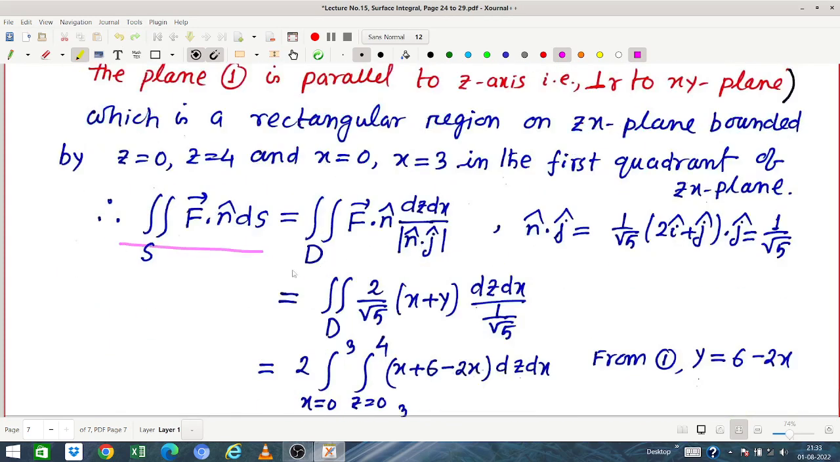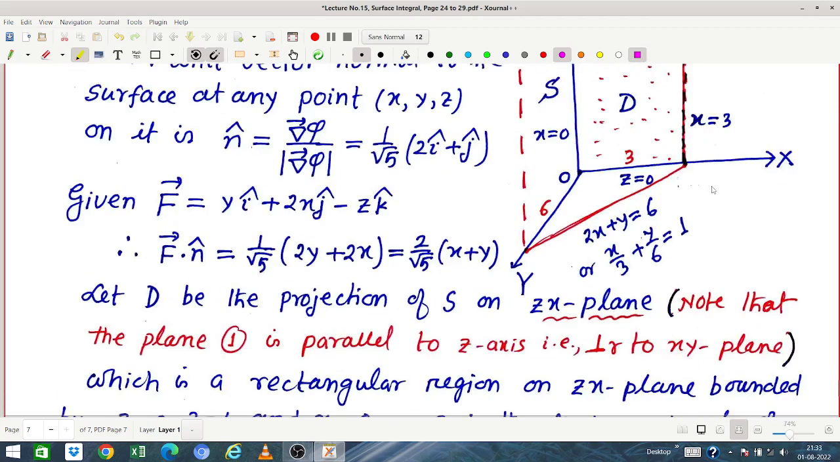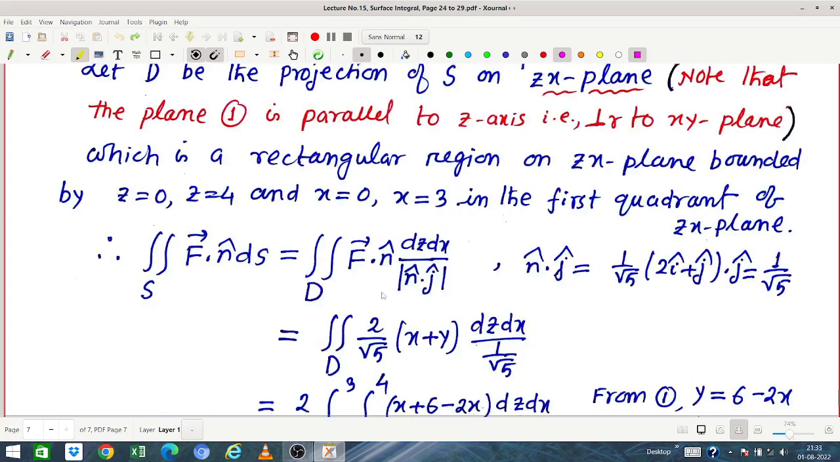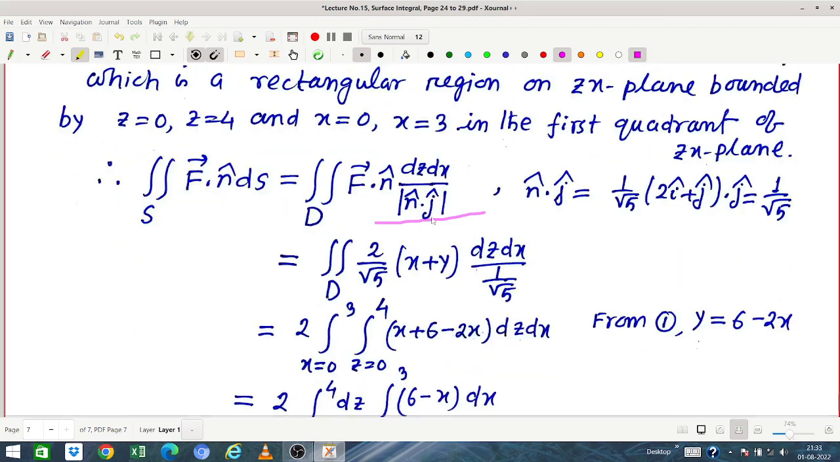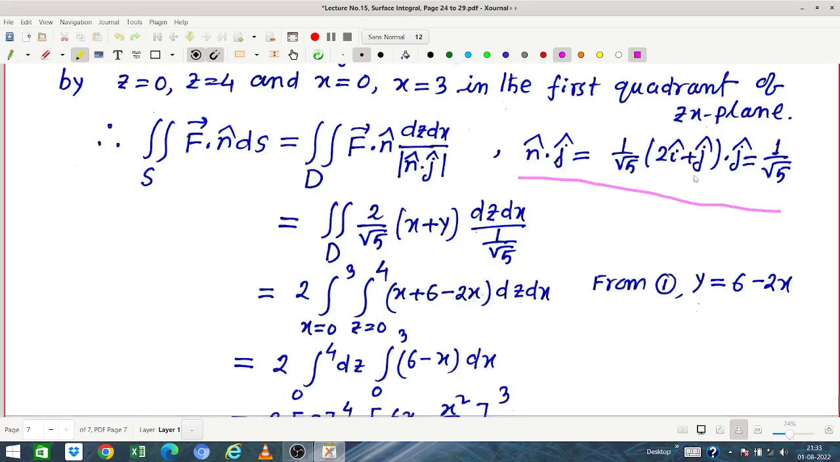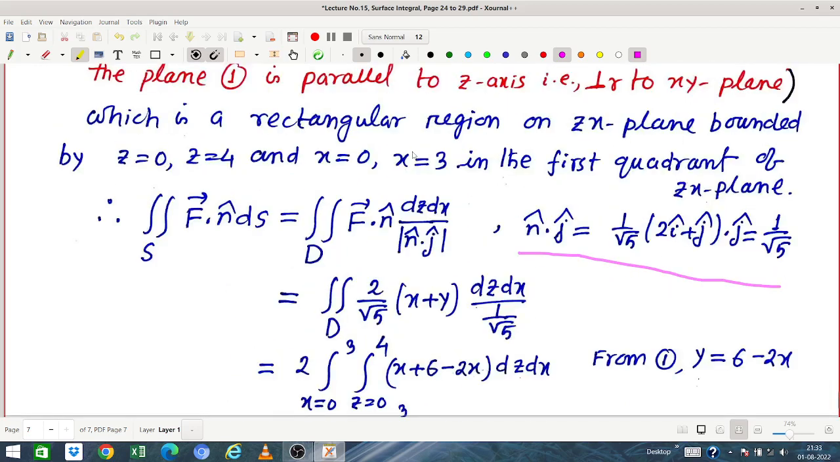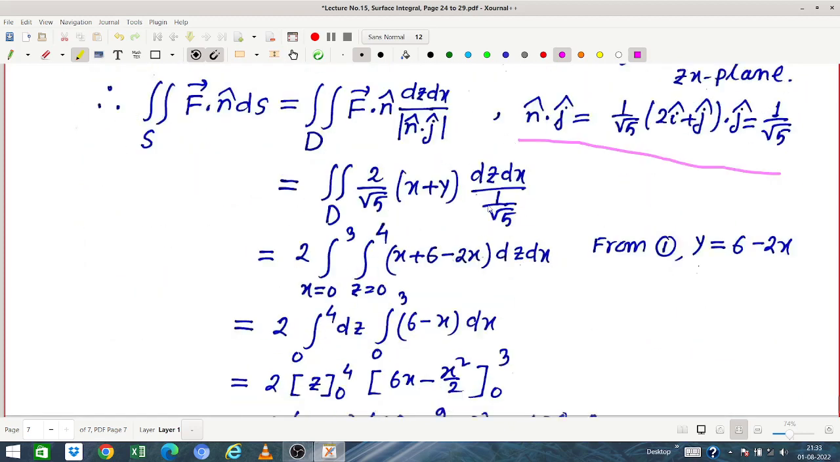Therefore this surface integral becomes a double integral over D. This time it is projected on the zx plane, that's why dz dx by mod of n cap dot j cap. Already we have seen: when we project on the zx plane it is n cap dot j cap, on the xy plane n cap dot k cap, and on the yz plane n cap dot i cap. So n dot j is only 1 by root 5. This becomes F dot n cap, already calculated, and dz dx by this mod of n dot j, which is again 1 by root 5, positive.